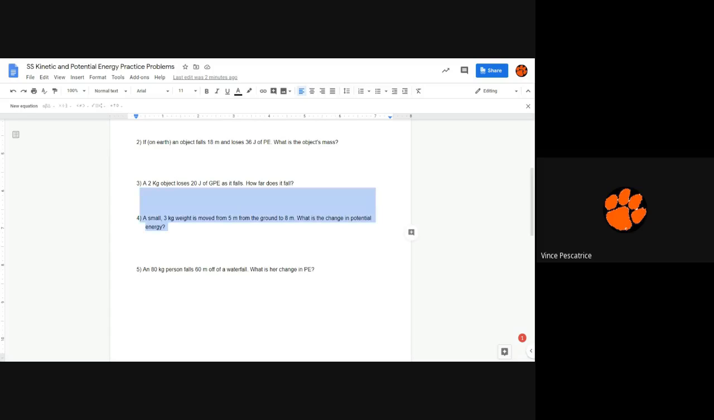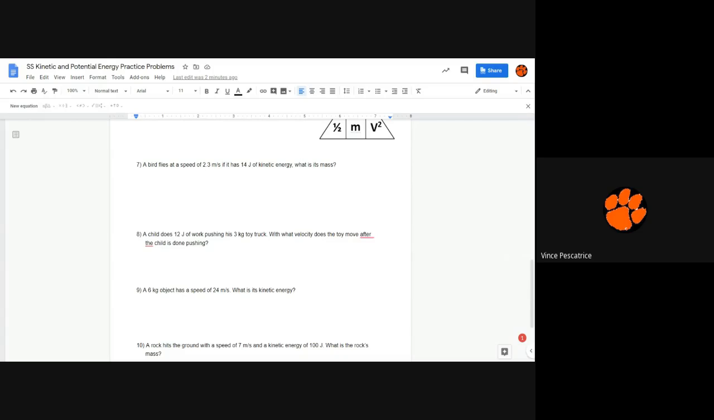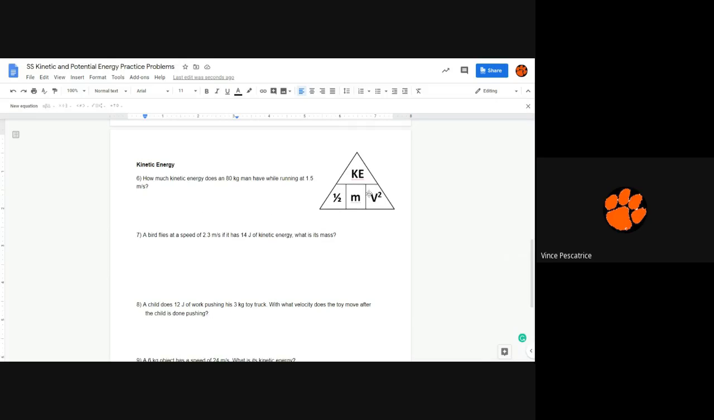All right, so next I'm going to be doing question 8. We're doing question 8. This one's a little bit trickier because you're trying to solve for v squared. All right, so I'm going to share my screen again.